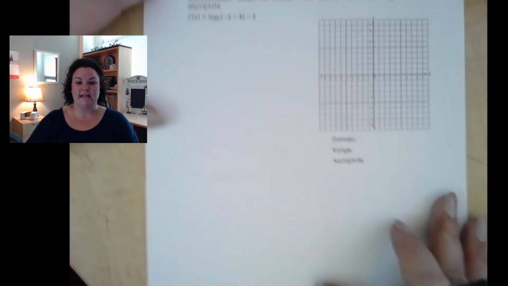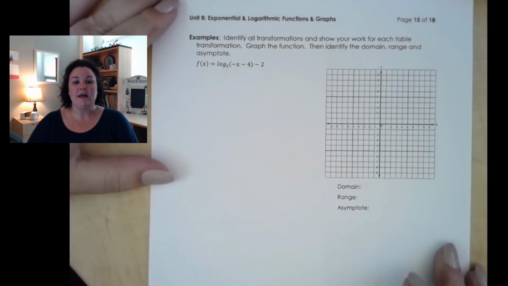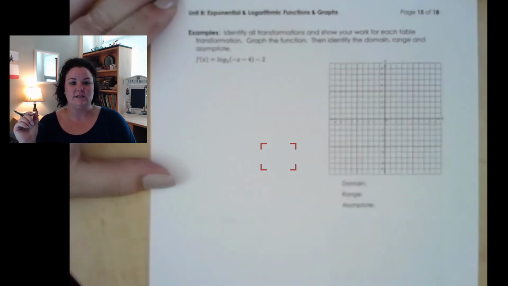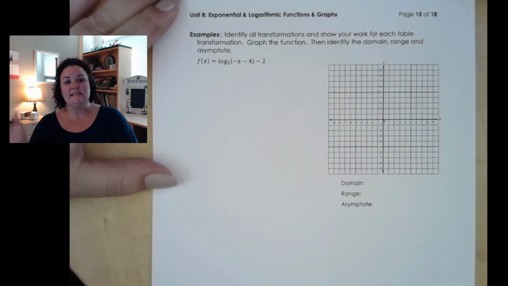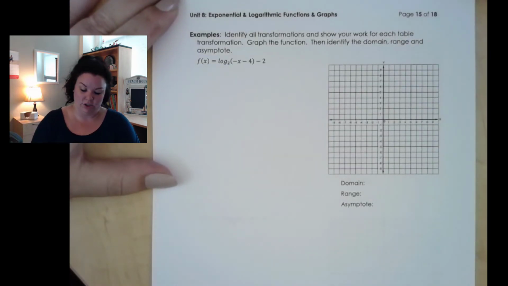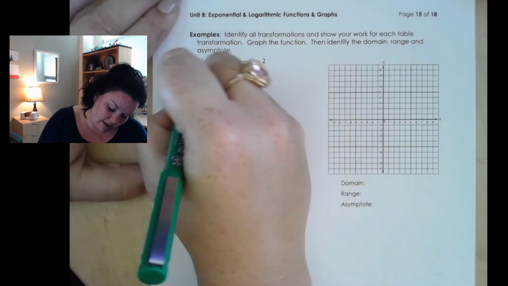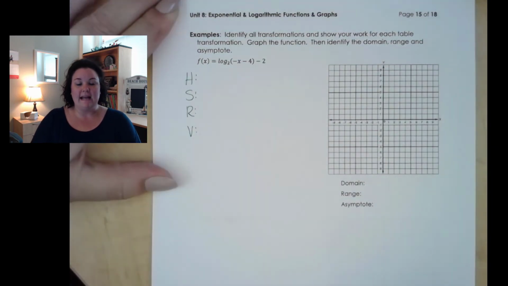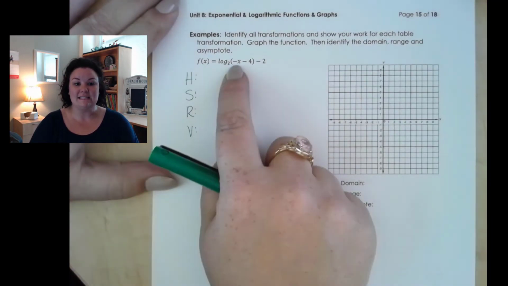So before I worry about tables and all that jazz, I want to go ahead and just identify what transformations have happened by looking at what's inside the function, what's outside the function. So I'm going to go ahead and list my HSRV here. And I can see 3 transformations. Okay, this first one is inside the function.